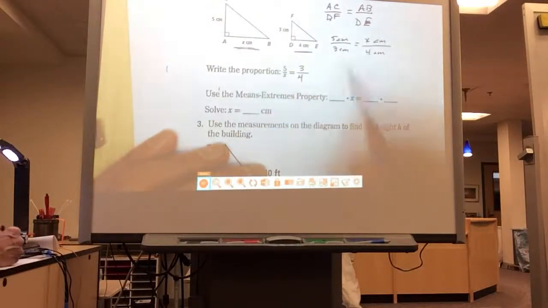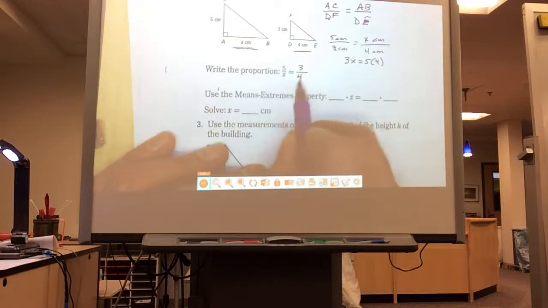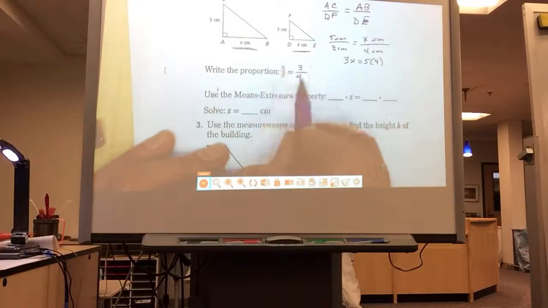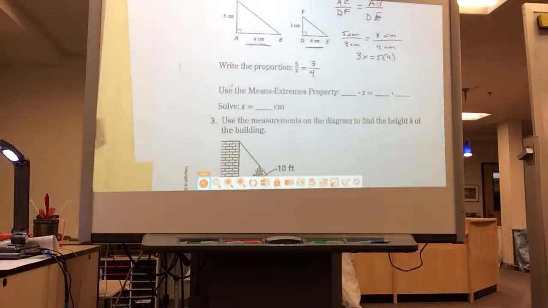Now take a look at the first one that I wrote up above. 3 times x is equal to 5 times 4. And if you look at the one that they started for us, here's your 3 times x and your 5 times 4. So you get the same multiplication to solve. It's just a matter of how you look at this relationship.